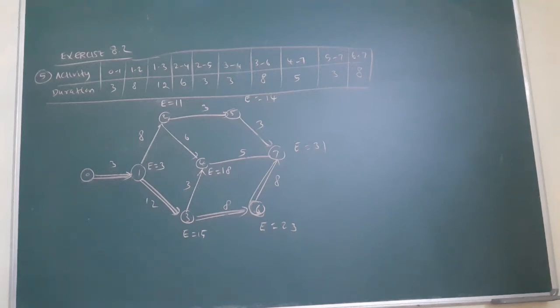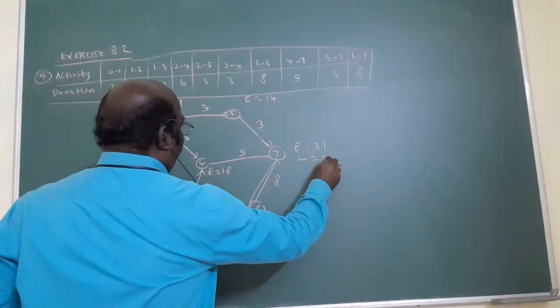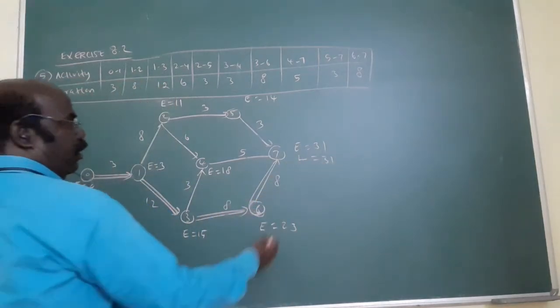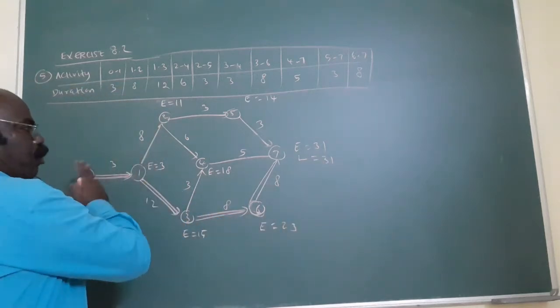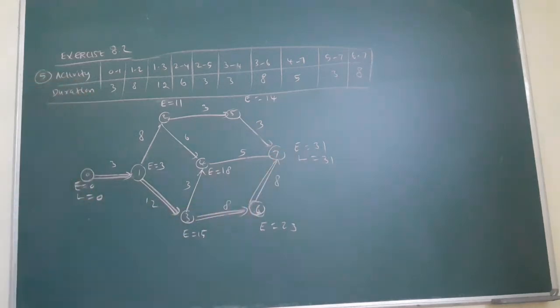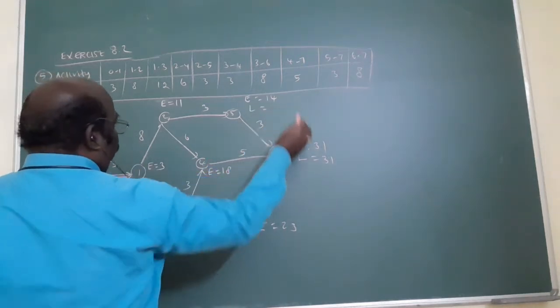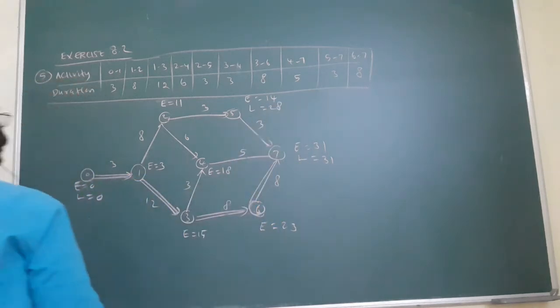Now find L also. Here the starting time is always 0, no? E is 0, L also 0. Again, now consider L. L is 31. L means you consider the reverse process, moving from right to left, from here to here. First find L. L equal to 31, no? 31 minus 3, 28. Am I right?